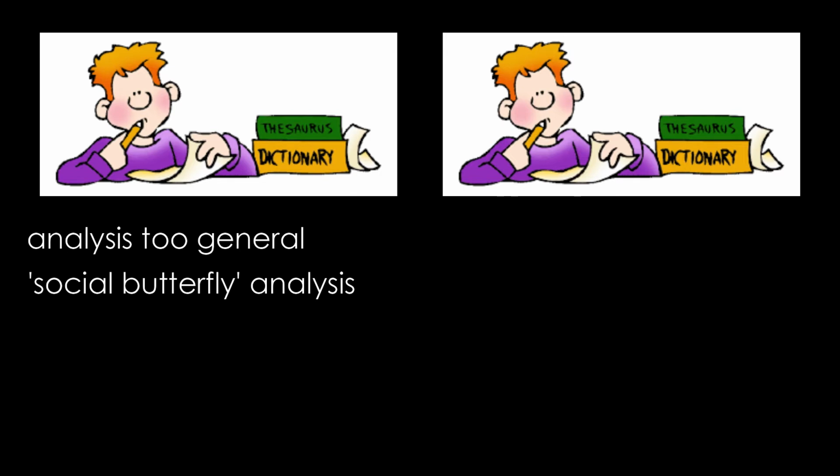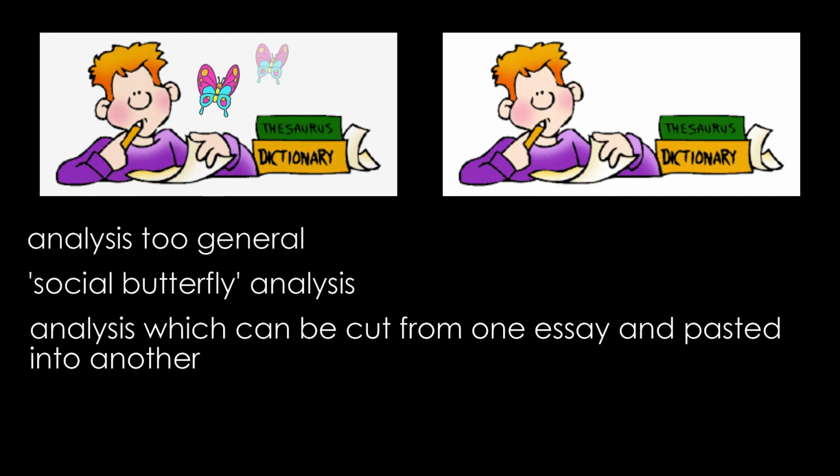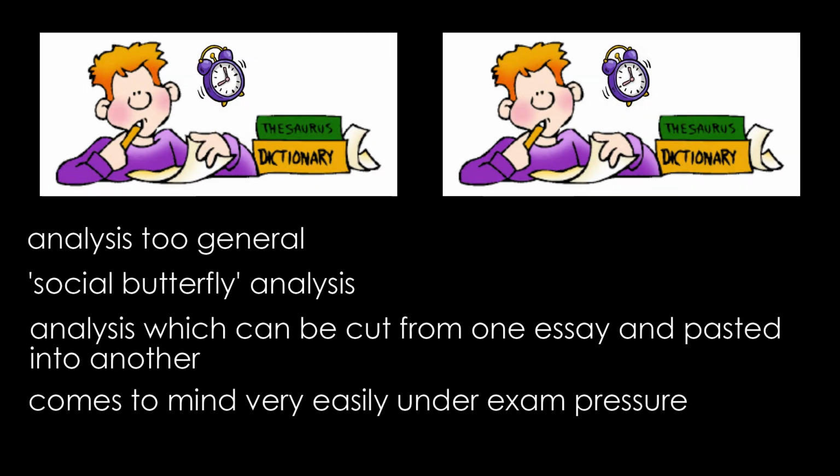Social butterfly analysis is analysis that is perfectly happy to be cut out of an essay about one text, to be pasted directly into another essay about a completely different text. The reason that this type of analysis is used so often is that it comes to mind very easily under exam pressure. Unfortunately, though, this type of analysis does not get you any credit. Here are a couple of examples so that you can see what I mean.